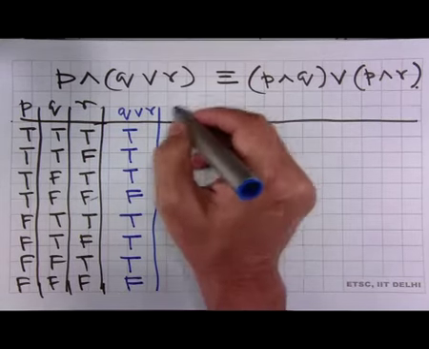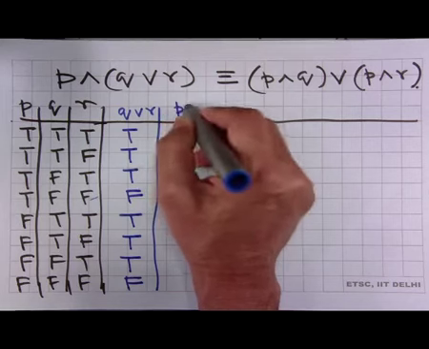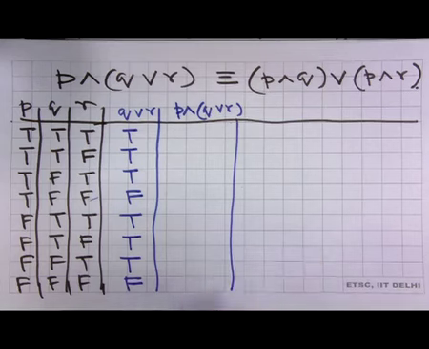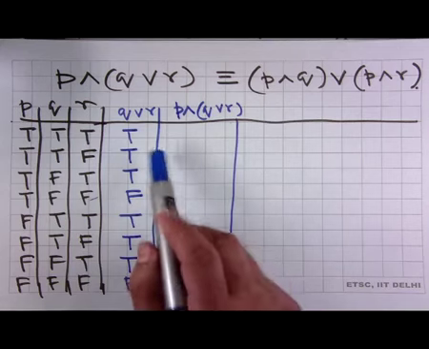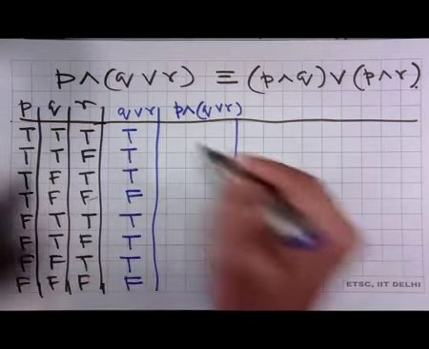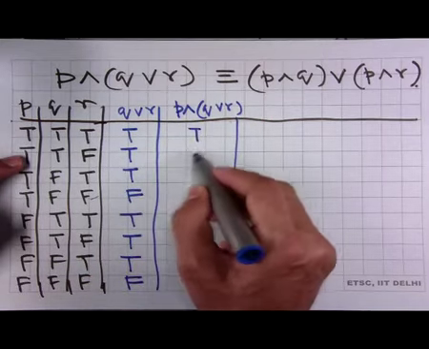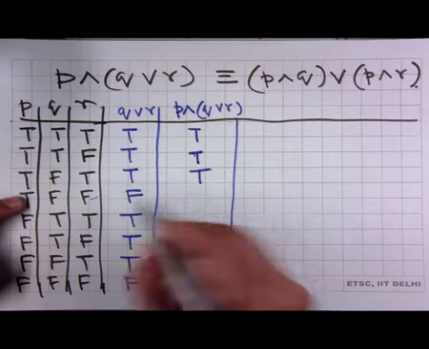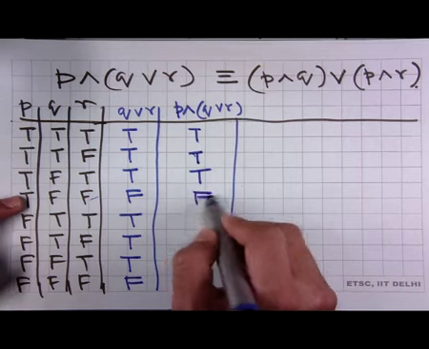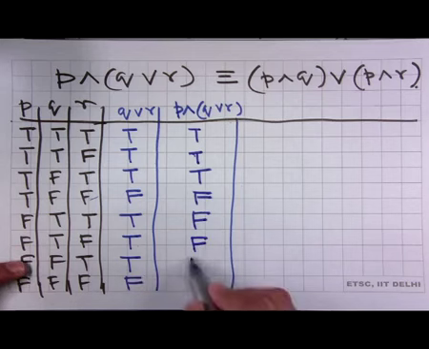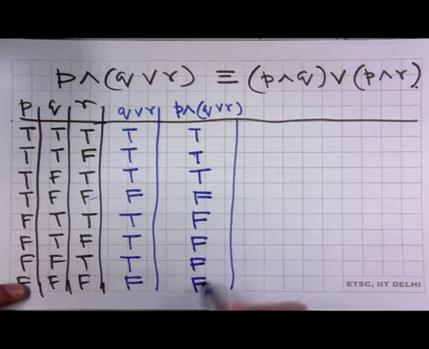Therefore, P and Q or R is giving me, I am now doing the AND operation between column P and column Q or R. Therefore, T and T is T, T and T is T, T and T is T, T and F is F, F and T is F, F and T is F, F and T is F, and F and F is F.